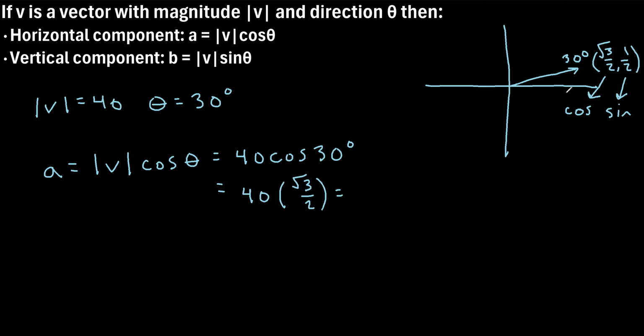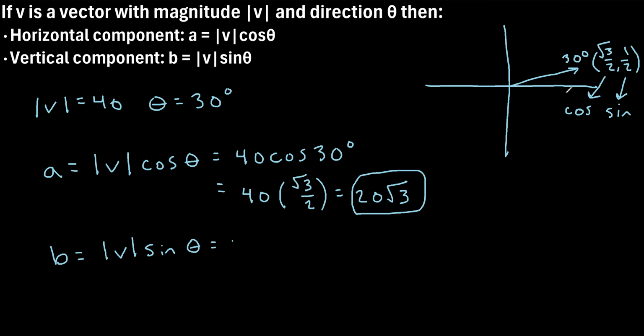Now we can simplify by saying 40 divided by 2, that's 20. So this whole thing becomes 20 times the square root of 3. So that is the horizontal component of this vector. Now to find the vertical component, we can say b is equal to the magnitude times the sine of theta. So we said the magnitude is 40 times the sine of 30 degrees. Well, the sine of 30 degrees is 1/2. So we can write 40 times 1/2. And that's just 20. So that's our vertical component.